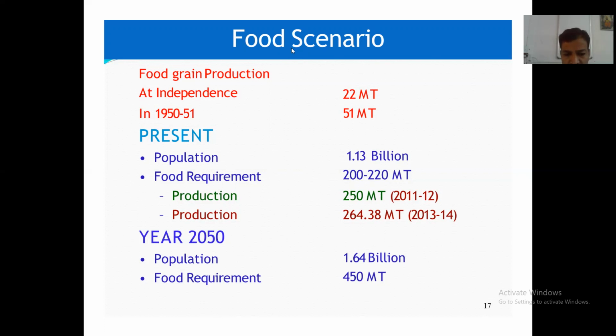Now the future food grain production requirement for the population. Suppose the population is about 1.64 billion up to 2050. Then what will the food requirement be at that time? Up to 450 metric ton. This much food requirement will be there. So this is the food scenario of our country. Food production is increasing day by day. This requirement is increasing every year, every decade.